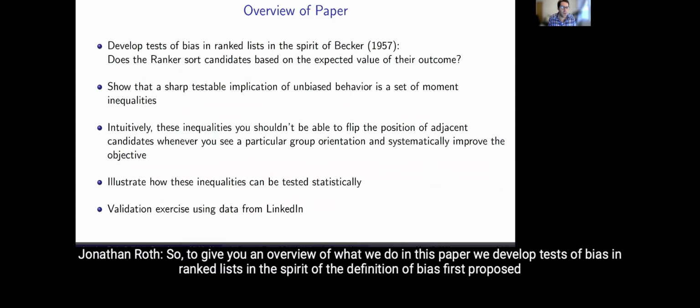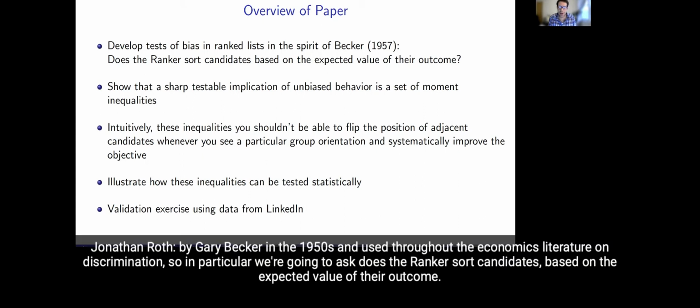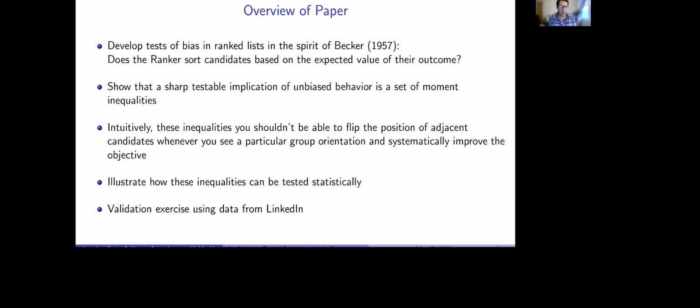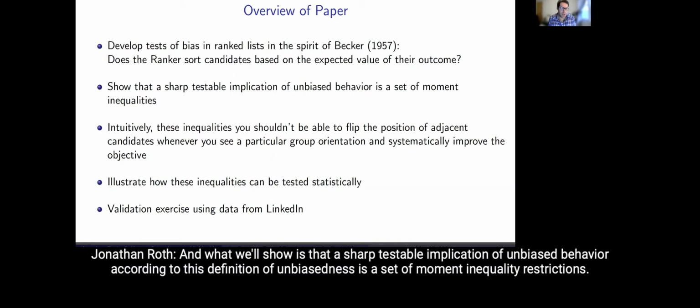So to give you an overview of what we do in this paper, we develop tests of bias in ranked lists in the spirit of the definition of bias first proposed by Gary Becker in the 1950s and used throughout the economics literature on discrimination. So in particular, we're going to ask, does the ranker sort candidates based on the expected value of their work? And what we'll show is that a sharp testable implication of unbiased behavior, according to this definition of unbiasedness, is a set of moment inequality restrictions.